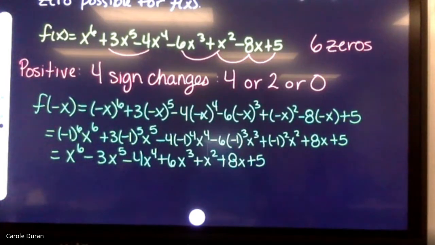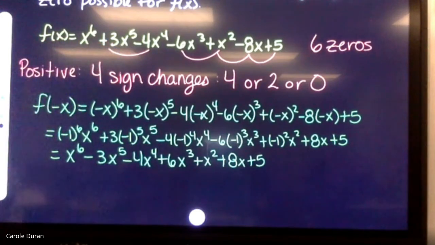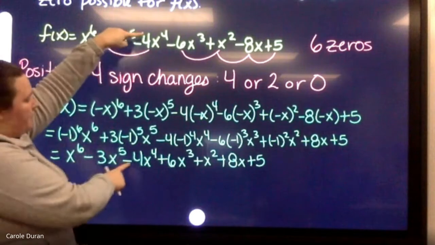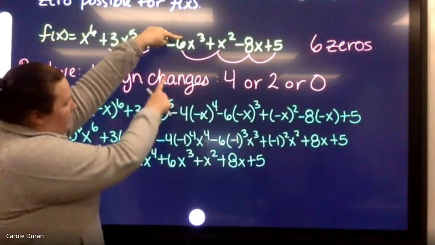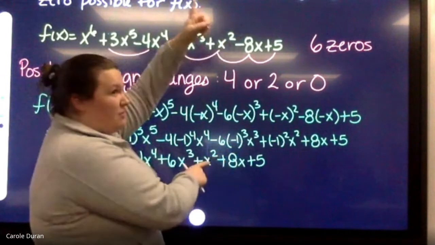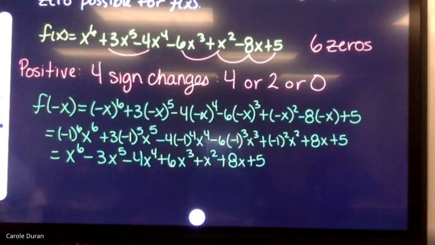There is a shortcut to this, however, that sometimes makes it a little bit easier. Any term with an even exponent keeps its original sign. Any term with an odd exponent changes signs. So if we notice, my x to the 6th stayed the same. My x to the 5th changed from a positive to a negative. X to the 4th stayed the same. X cubed went from a negative to a positive. X squared stayed the same. Negative x, which is degree 1, went from a negative to a positive, and the 5 stayed the same. So any term with an even exponent stays. Any term with an odd exponent changes signs when I plug in the negative x.